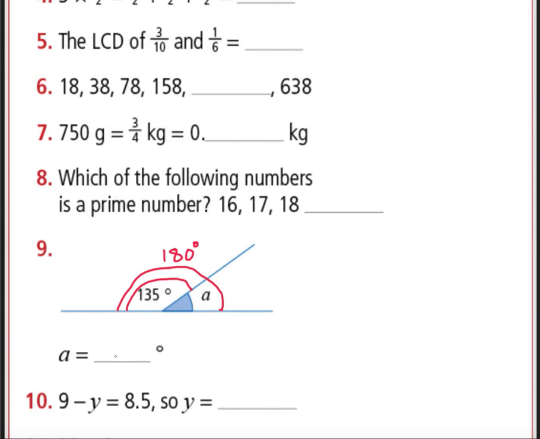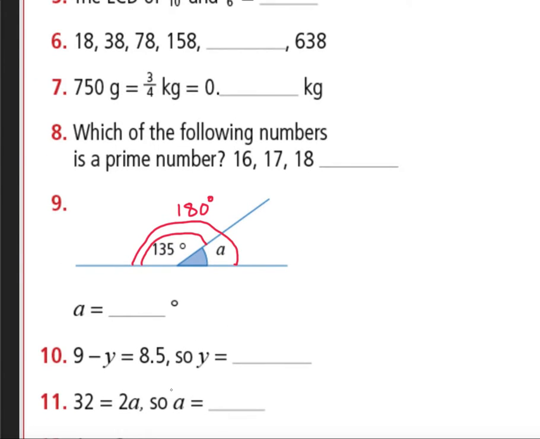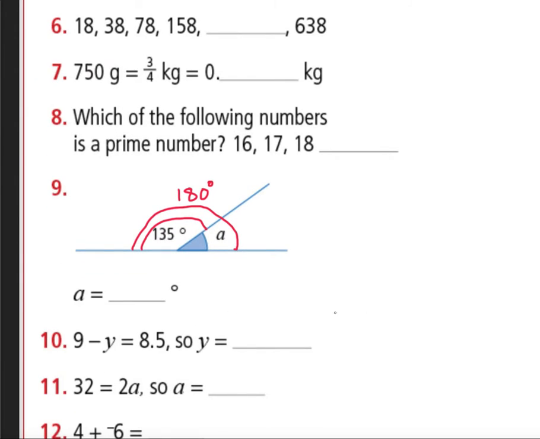Number 10, 9 take away something will give you 8.5. So what do you take away from 9 to give you 8.5? Now, we can do that as a sum. We can write it down as 9 take away 8.5. Now the 9 here, we need to put in a decimal and we need to put in a 0 so that we can do our takeaway sum. And if you do that takeaway sum, that'll tell you what y is equal to.